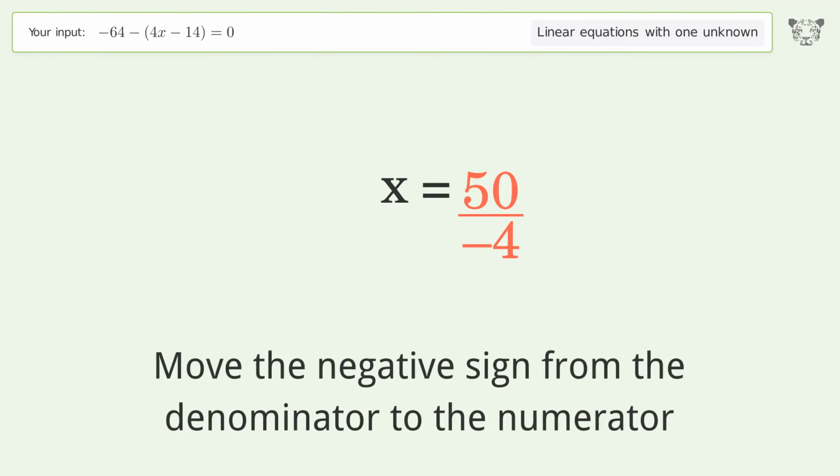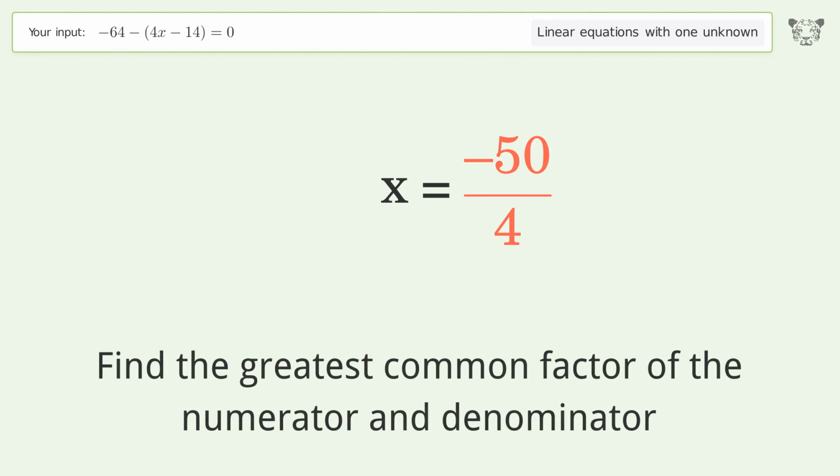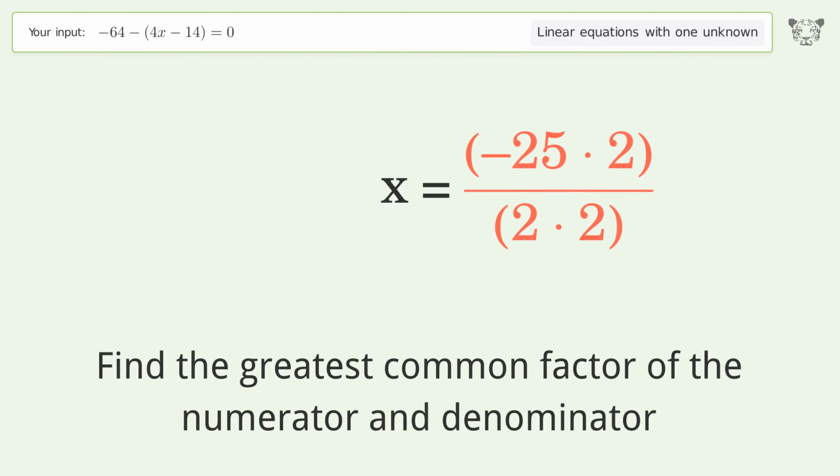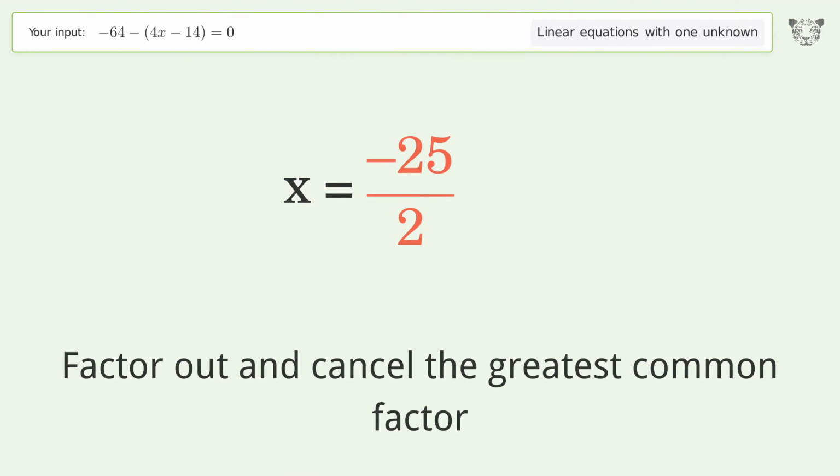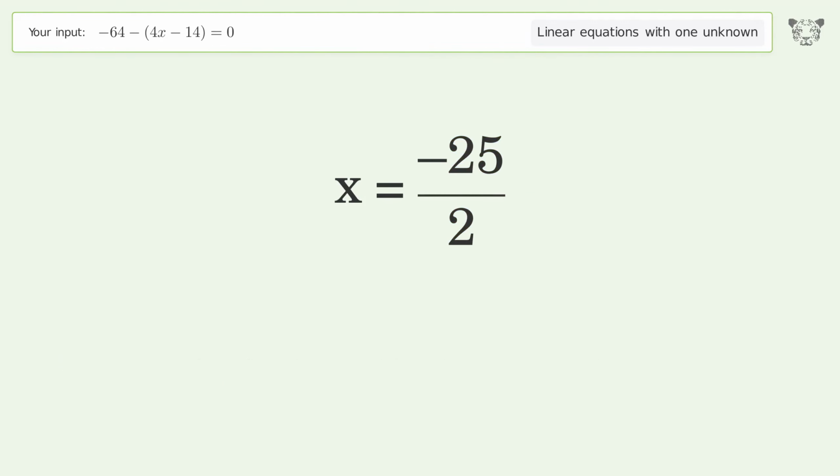Move the negative sign from the denominator to the numerator. Find the greatest common factor of the numerator and denominator. Factor out and cancel the greatest common factor. And so the final result is x equals -25/2.